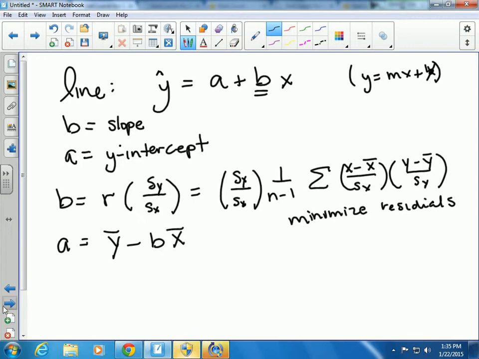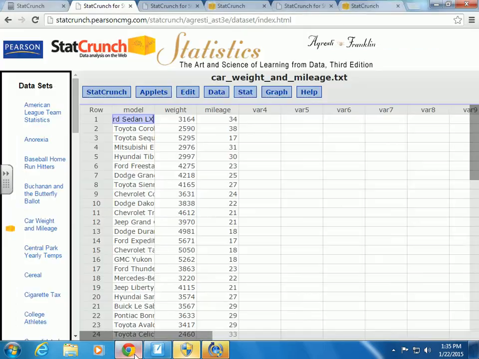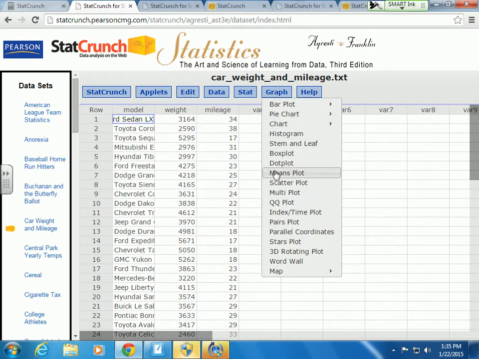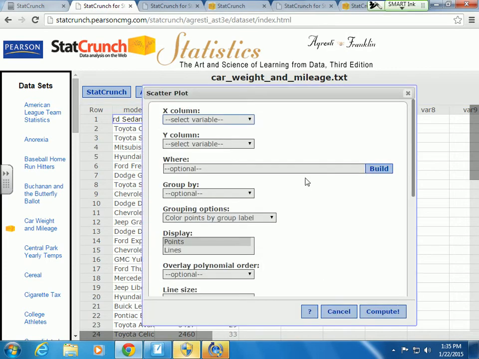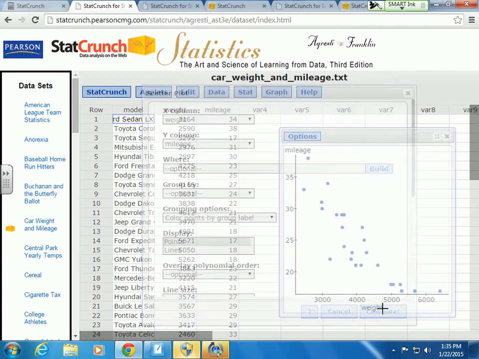Now I want to move into some software so we can see it happen in StatCrunch. So I'm going to move to StatCrunch, but my mouse is all tangled. Here we go, StatCrunch. So there it is, and we've done quite a bit. Let's just pull up the graph again, the scatter plot. The x is the weight variable, y is the mileage, and I look at the scatter plot.